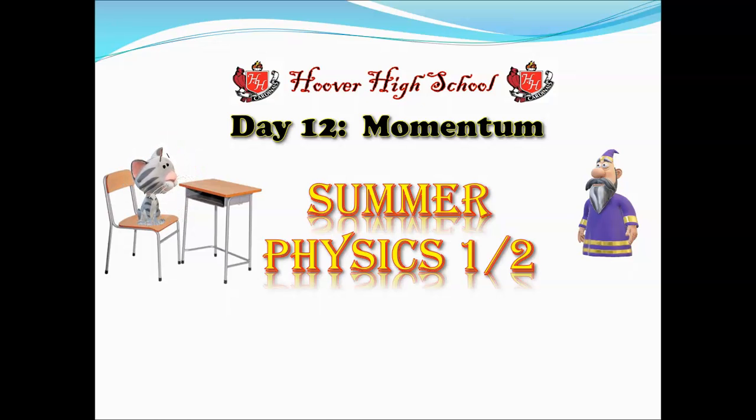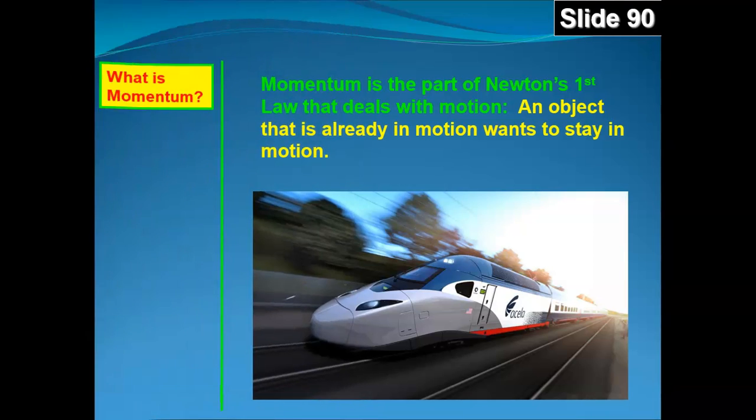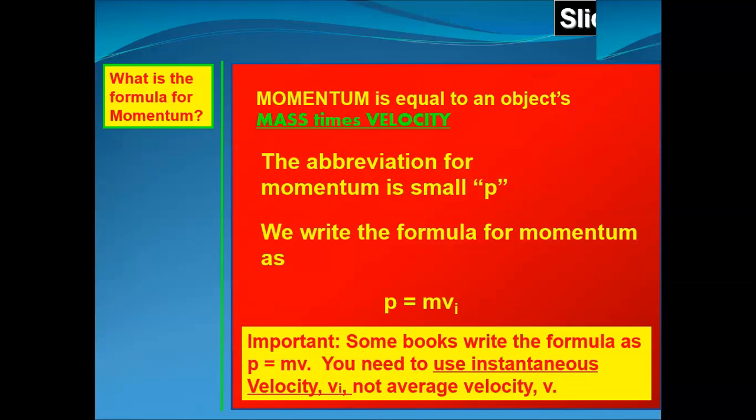Summer Physics 1-2, we're moving on to our next lesson, day 12, on momentum. So what is momentum? Momentum is the part of Newton's first law that deals with motion. An object that is already in motion wants to stay in motion. So what is the formula for momentum? Momentum is equal to an object's mass times its velocity. The abbreviation for momentum is small p.